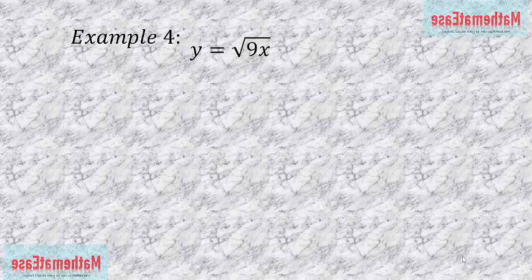So another example, y = root of 9x. If you look at this question, that root is for both 9 and x. To simplify this, you can just find the root of 9. The root of 9 is 3. So you can write it like this: 3 root x. To have it in coefficient and power, you can write 3x^(1/2), because root x means x raised to power half.